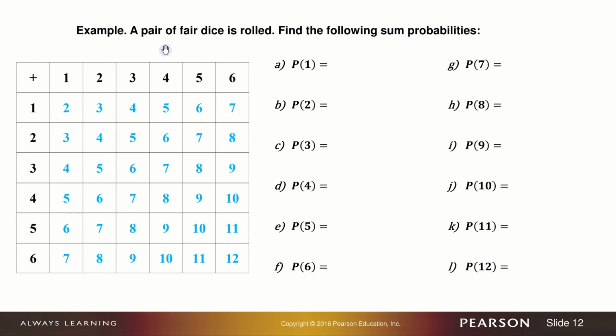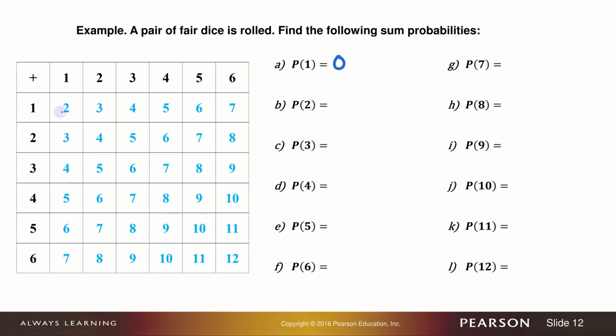So starting here with the probability of 1, of course, there's no way the sum of the two numbers on the two dice can be 1. The smallest possible sum is if they're both 1s, which is 2. So this one is just going to be 0. Notice that the total number of possible outcomes in here is going to be 36, right? There's 6 times 6, so this table has 36 values in it, right? So 36 possible simple outcomes, right?